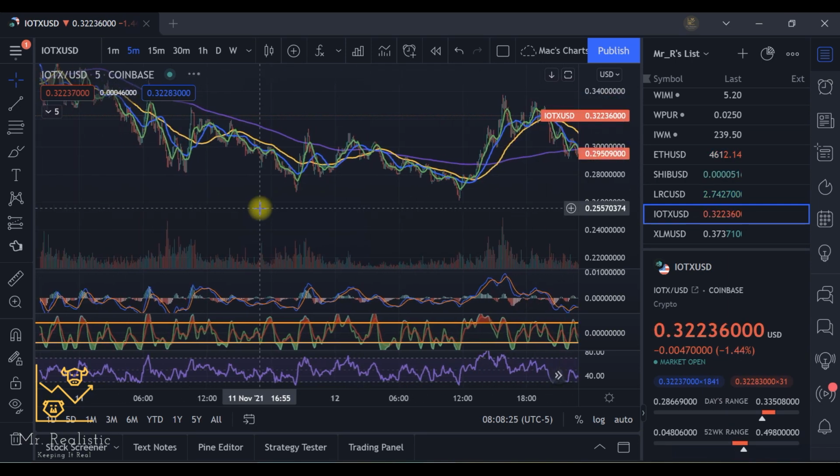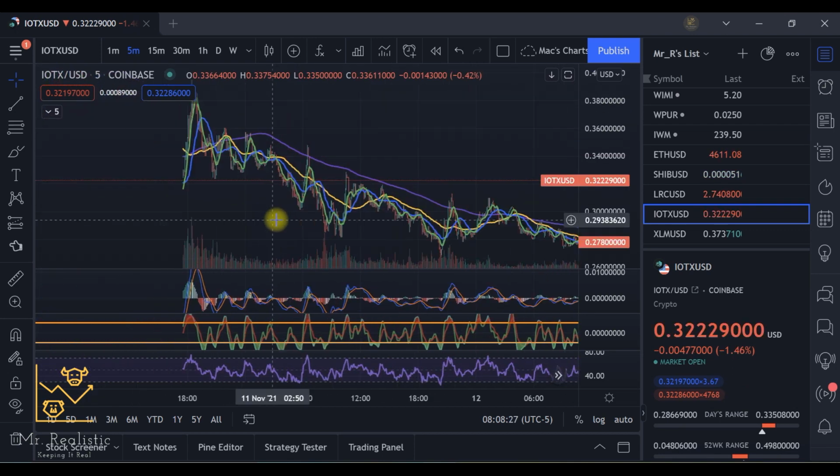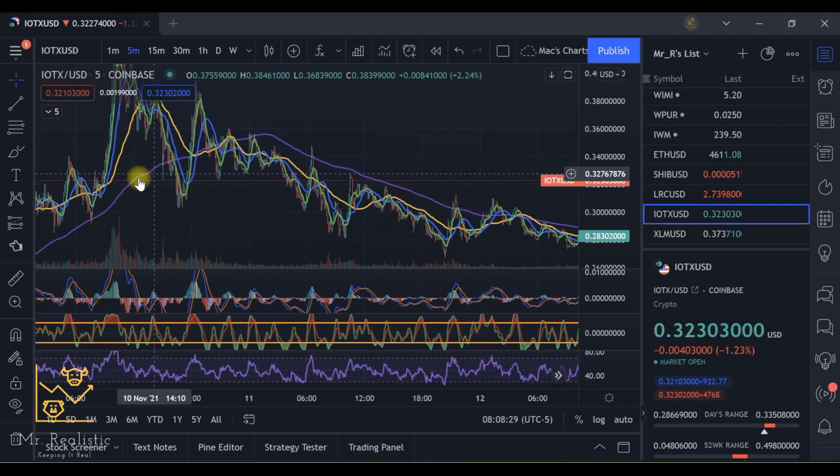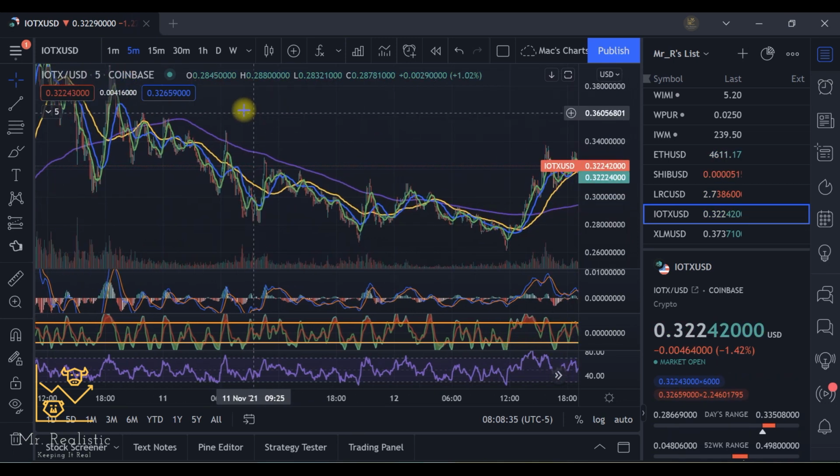All right, since this is a 5-minute chart, it's a lot to scroll out. So we'll start here. Notice it's on the bottom, look how it goes up. Notice how it's on the top, we want it below.